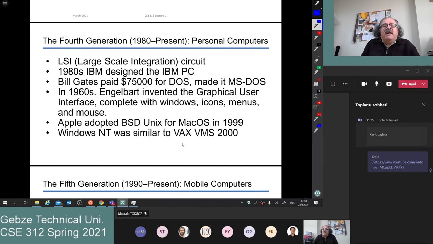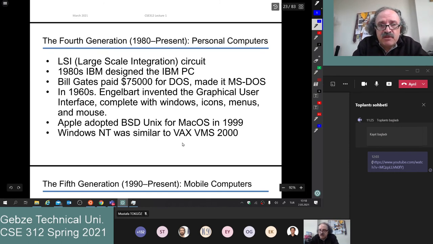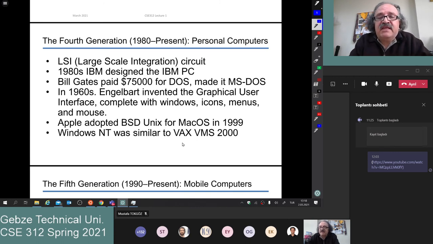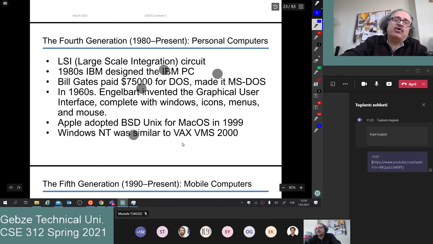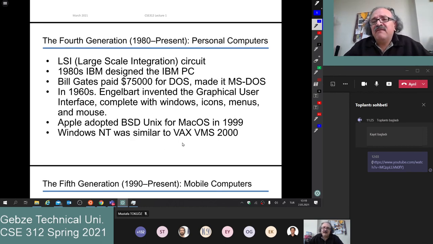In fact, Steve Jobs got the idea when he made a visit to one of the laboratories that was running these graphical user interfaces. And then people started using Unix variants for personal computers, Mac OS. They started using BSD Unix for their operating systems, and Windows NT is very similar to some of the minicomputer operating systems of the 1970s. So that was the fourth generation. Software-wise, for the operating systems, there were not many new ideas.